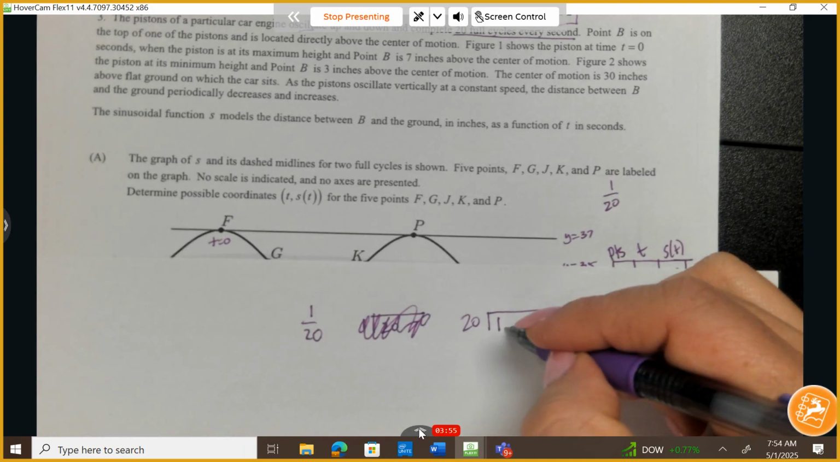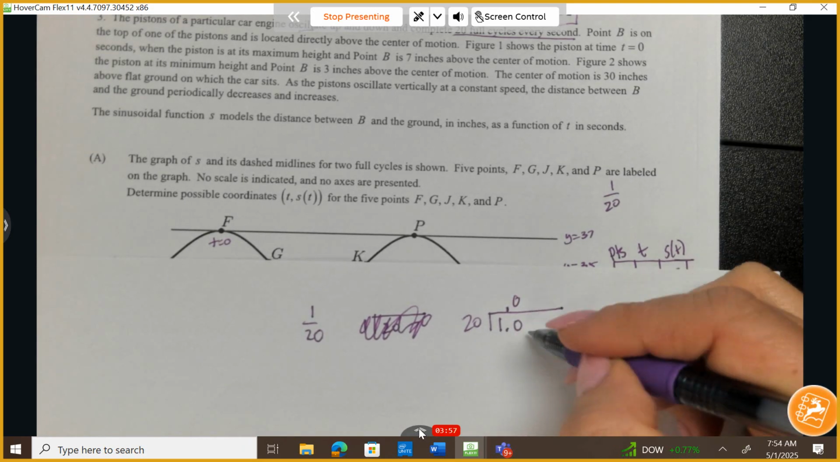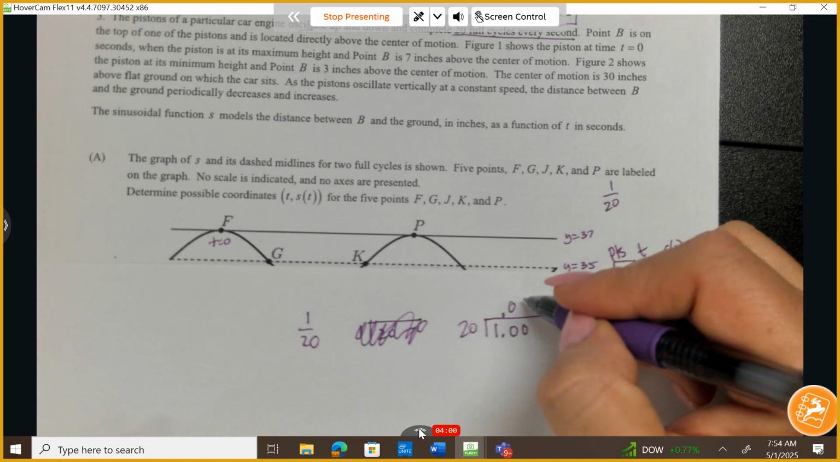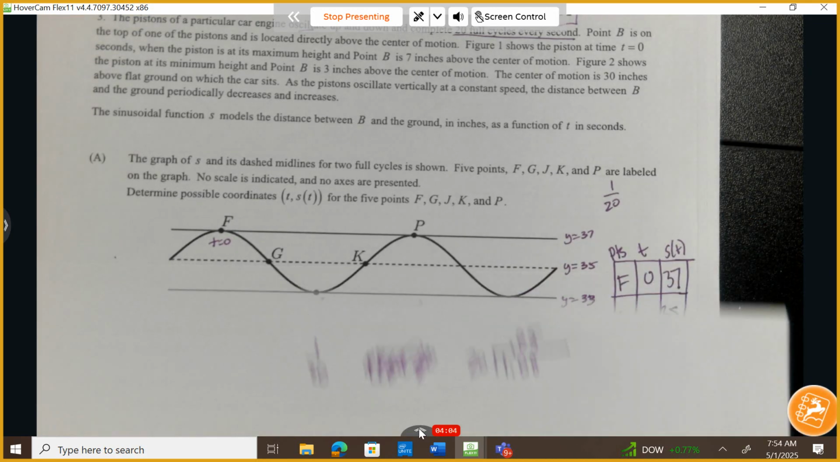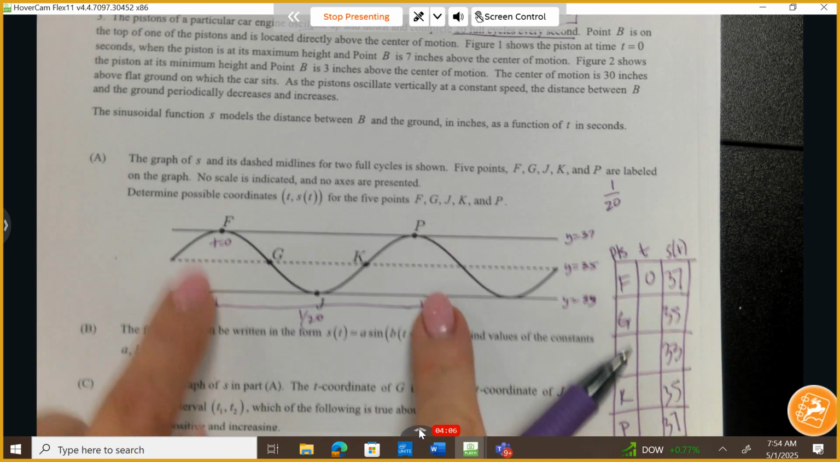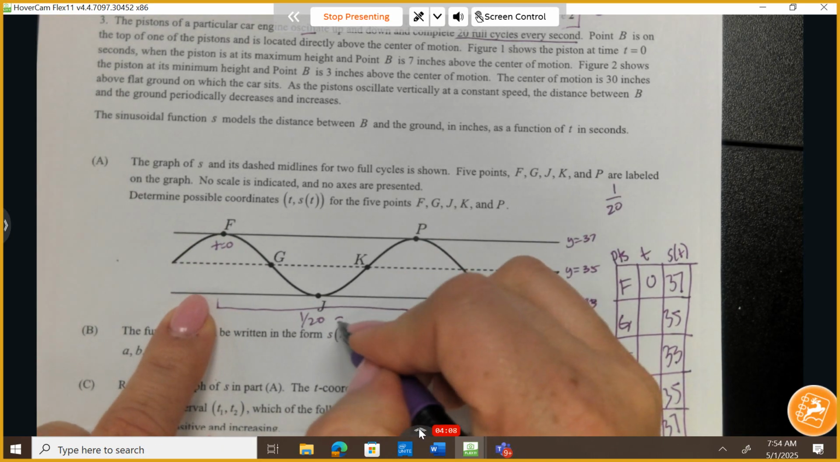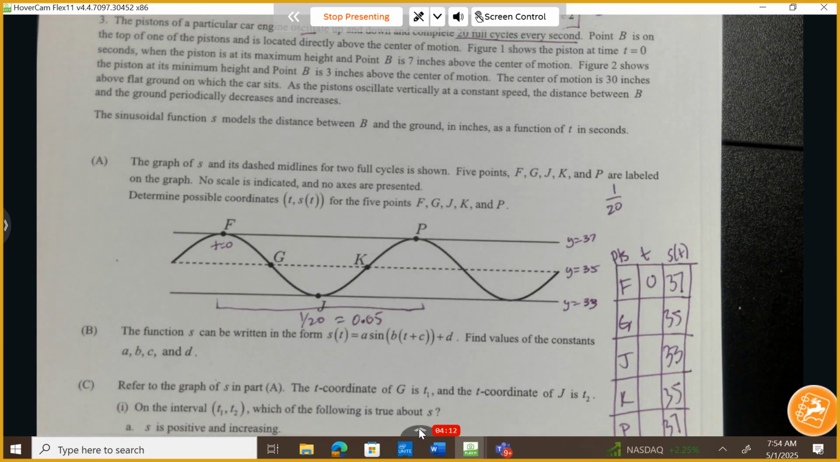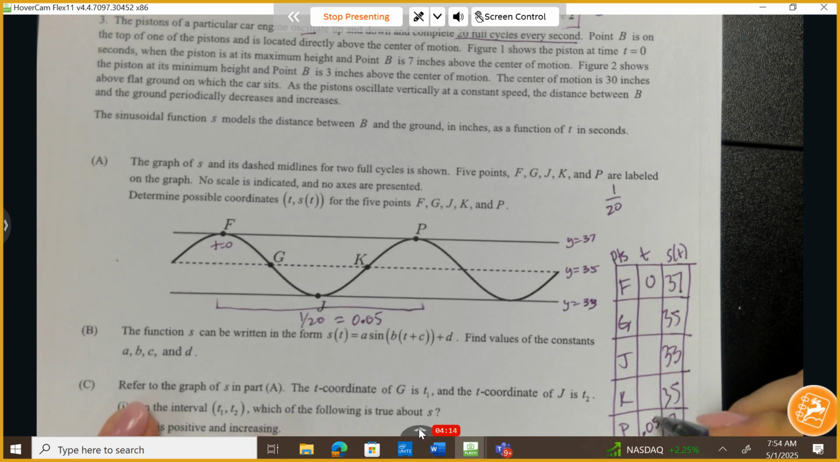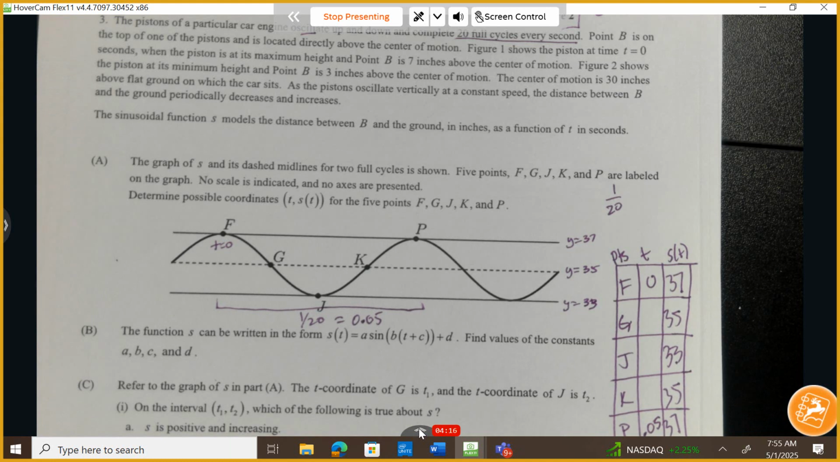I know 20 does not go into 1. In fact, it does not go into 10, but 20 does go into 100 5 times. So I know that the length of one cycle is going to be equal to 0.05. So when I get to P, I'm at 0.05. Thumbs up or thumbs down if that makes sense to you right now. Okay, now dividing that into 4.